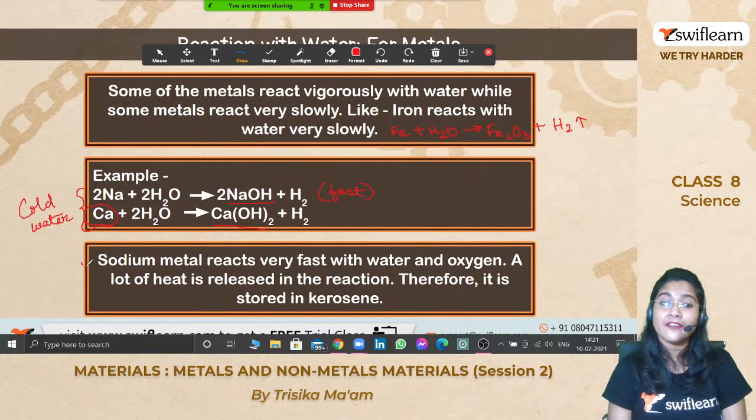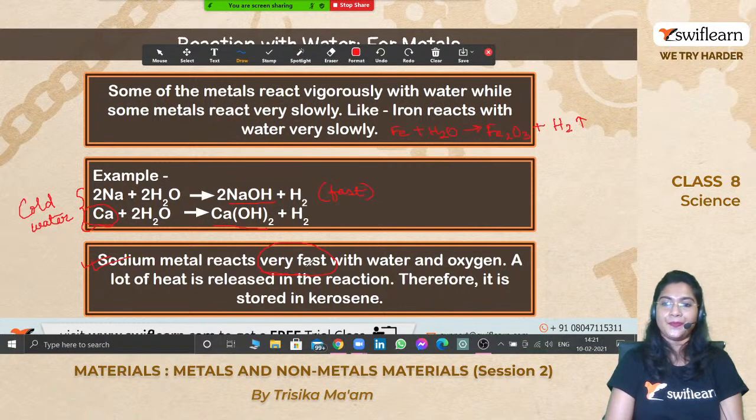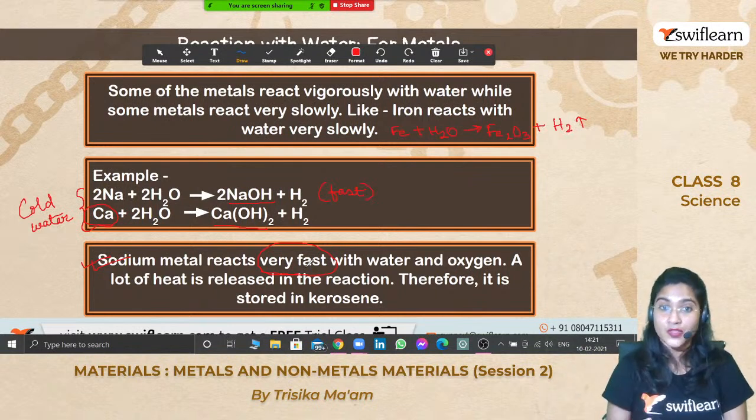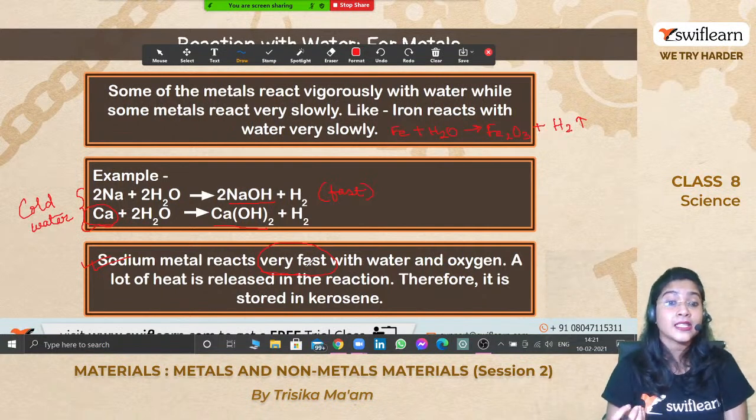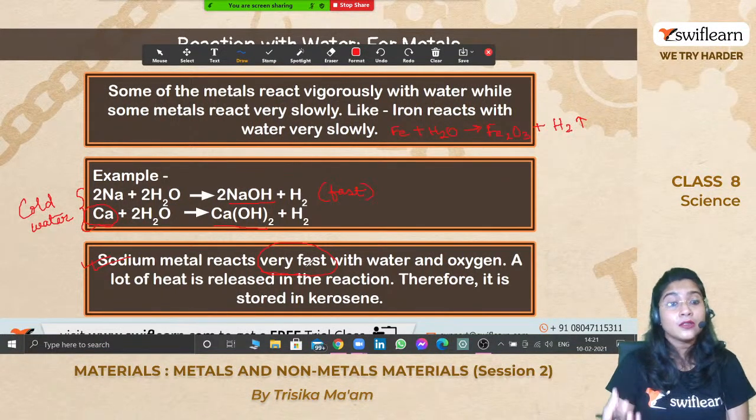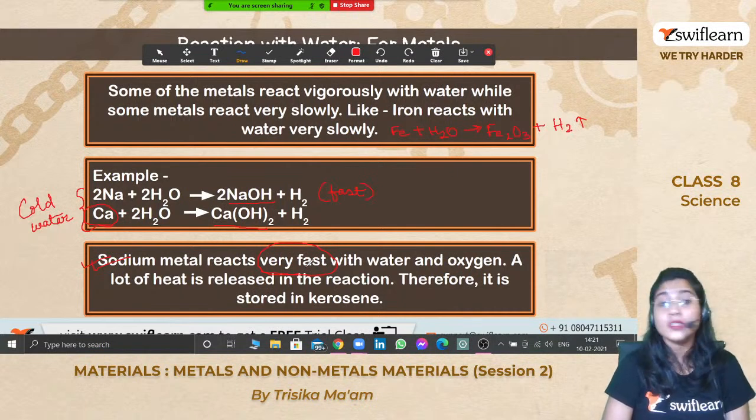And already I have mentioned that the sodium metal reacts very fast with the water and oxygen. So a lot of heat is released in this reaction. Therefore, we generally store the sodium in kerosene. Understood? So if you are asked why we store the sodium under kerosene, will you be able to say? Yes, because it reacts very fast with the water.